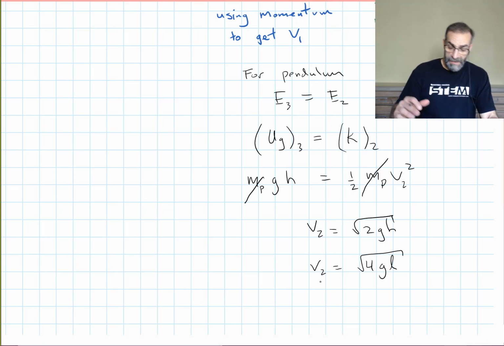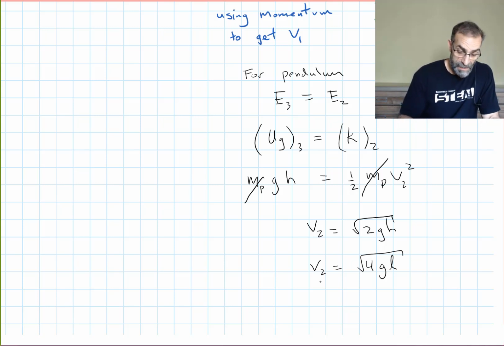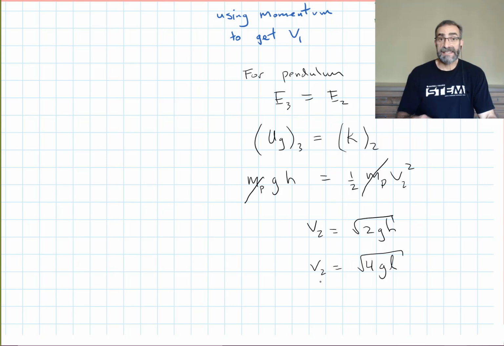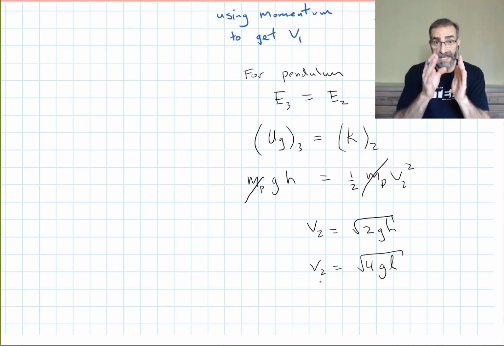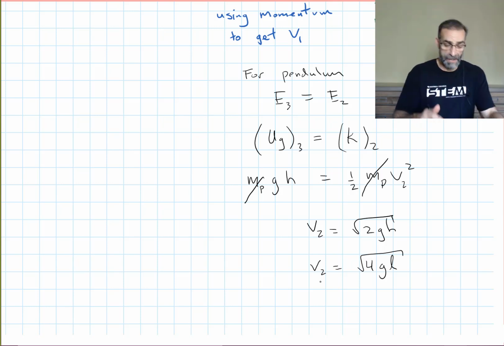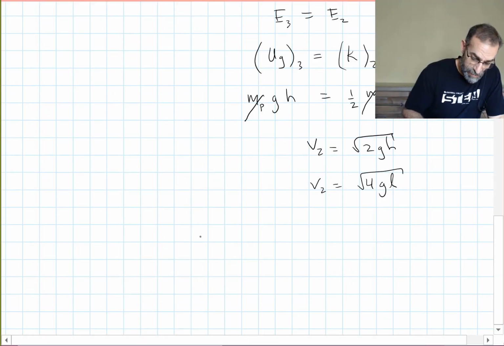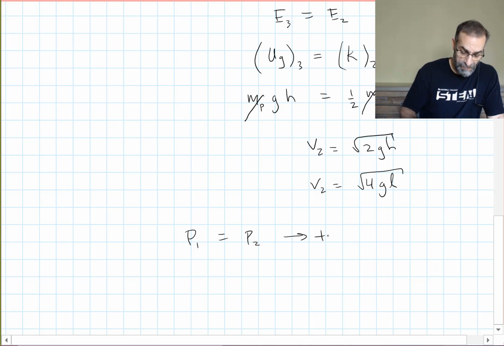So now we're ready for our momentum equation. And if you just see a problem like this and you're not sure where to start, always start the split second before and the split second after the collision and use momentum to get through the collision. So write out the momentum equation. I would have the momentum at time 1 has to equal the momentum at time 2. I'll call the right my positive direction.